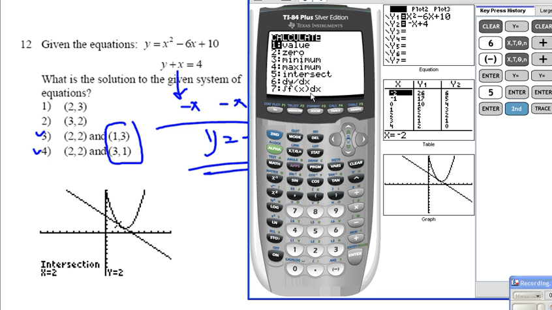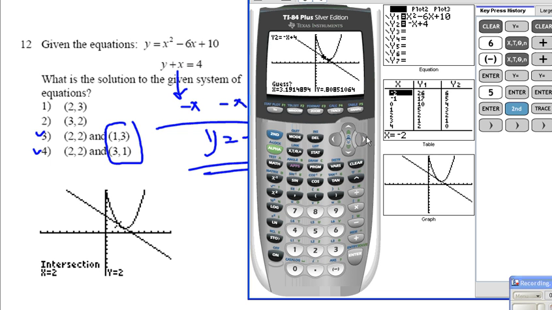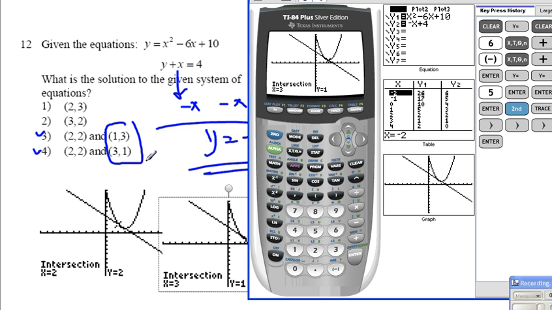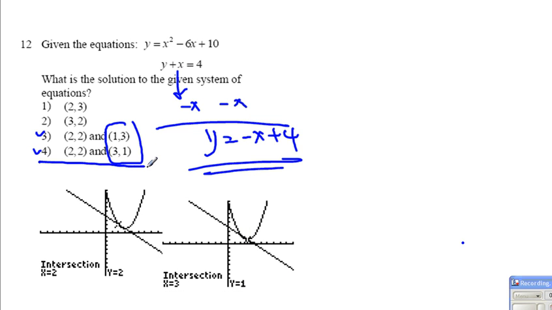Second trace once again. Intersection seems to be 5. So first curve, yes. Second curve. I guess we just have to go a little bit further in to find the second value. It was about 3, 1. So therefore, our answer must be choice number 4.